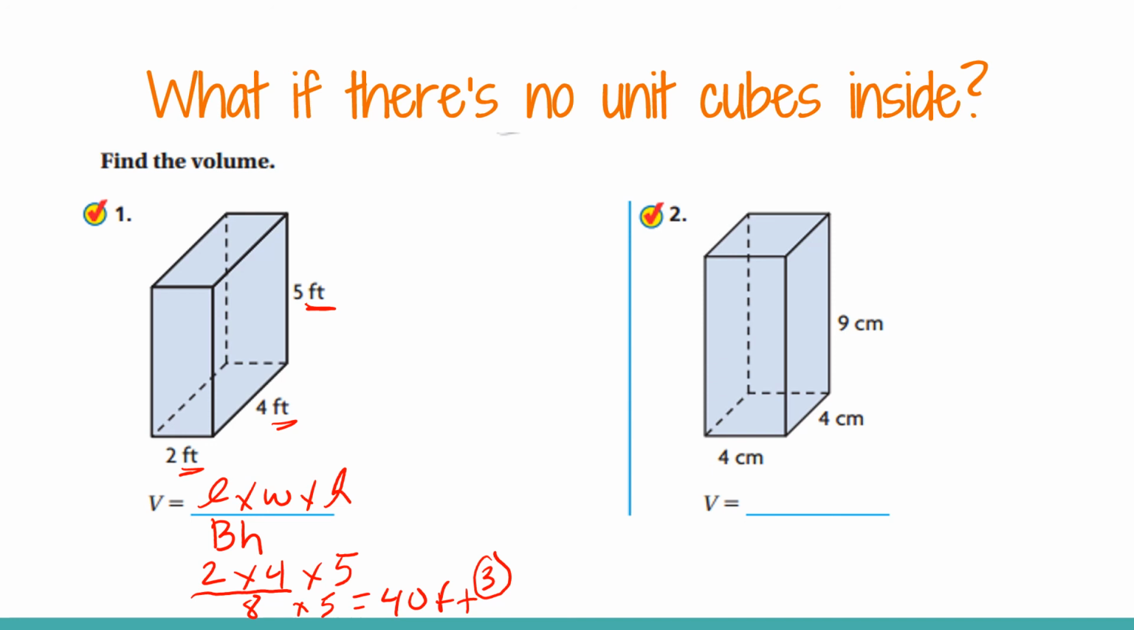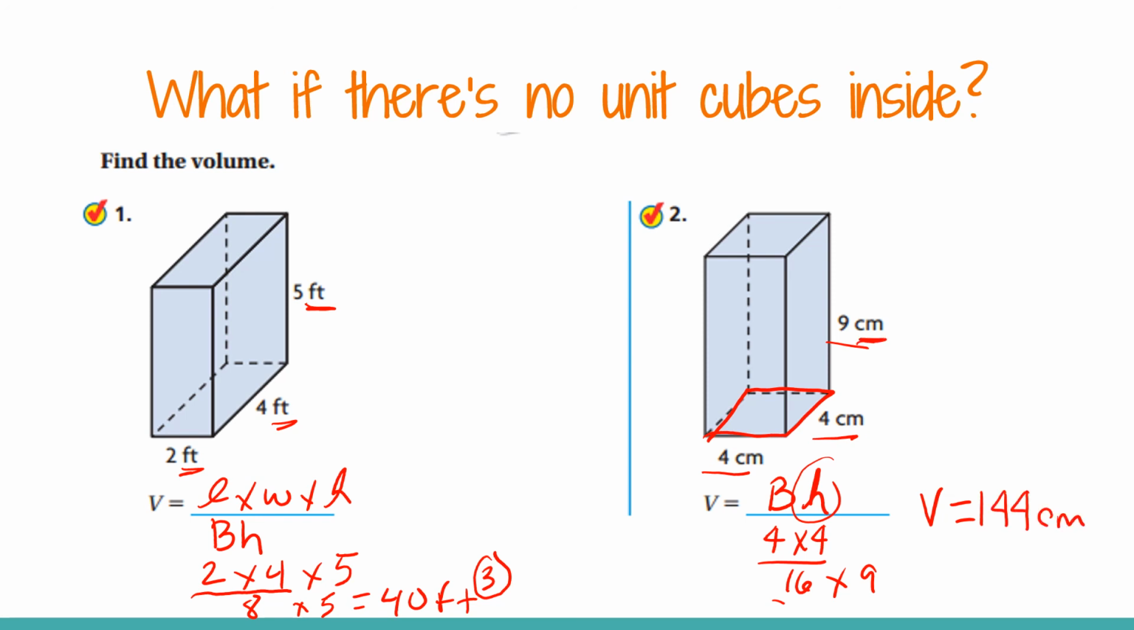All right, so try number 2 in your journal and on some blank space. Let's try it with the big B times H. So we're going to convert big B into the base. How do I find the base of this rectangular prism? Yeah, we multiply 4 times 4, which is 16, and we multiply that by its height, which is 9. And so the volume of this one is 9 times 10 is 90, 9 times 6 is 54, so 144. Units are centimeters, and they are what shape? That's right, they are cubic centimeters. Okay, very good.